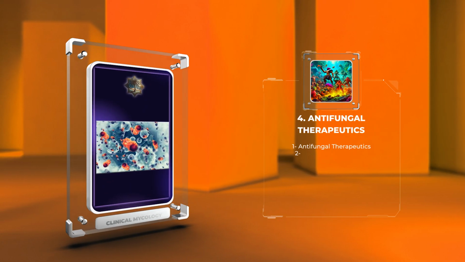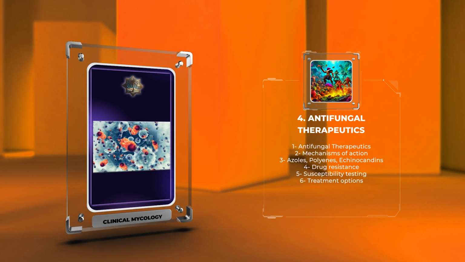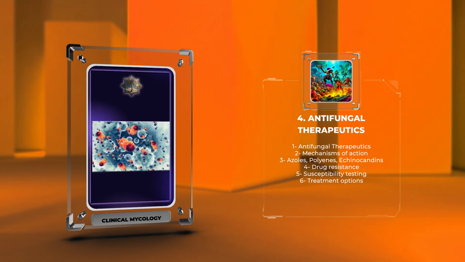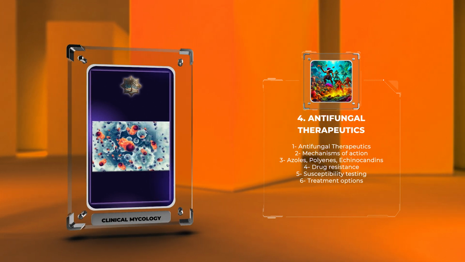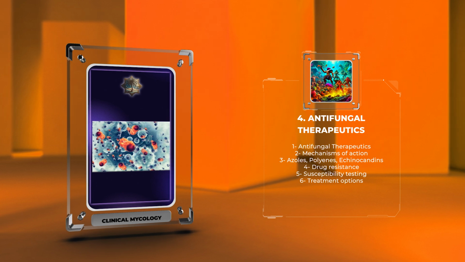In the section on antifungal therapeutics, we will discuss the mechanisms of action of various antifungal drugs, such as azoles, polyenes, and echinocandins. Additionally, we will explore the factors that contribute to the development of drug resistance and the importance of susceptibility testing in determining appropriate treatment options.